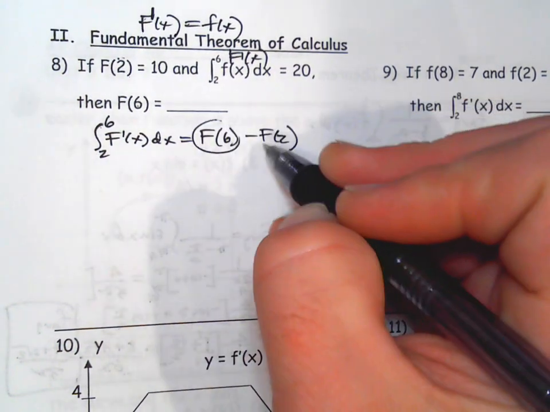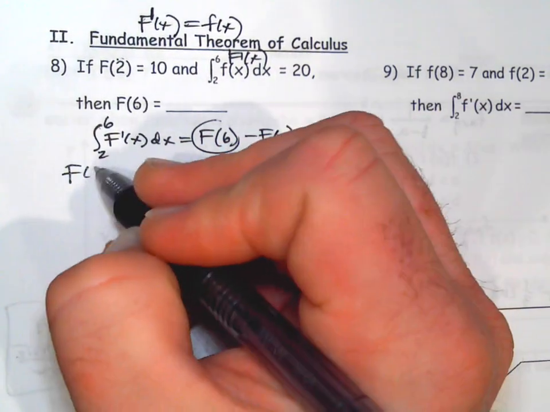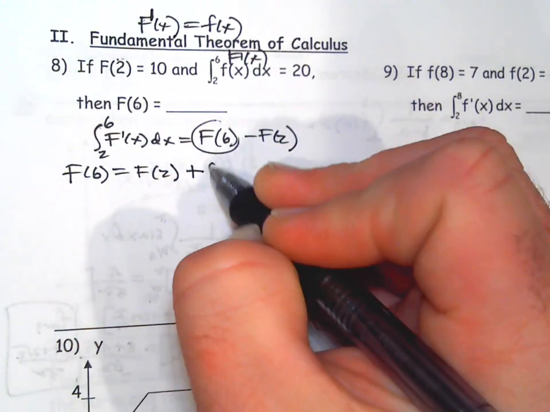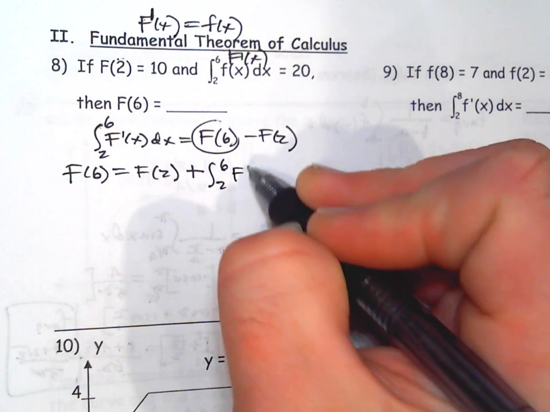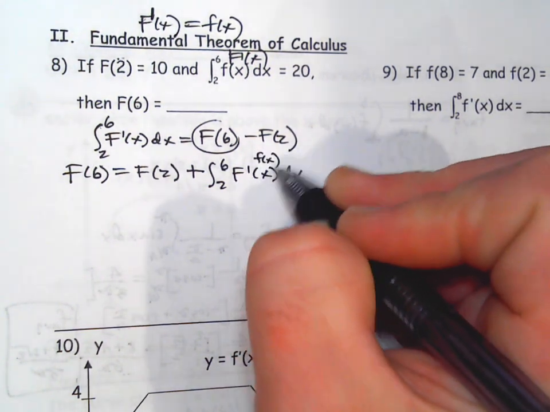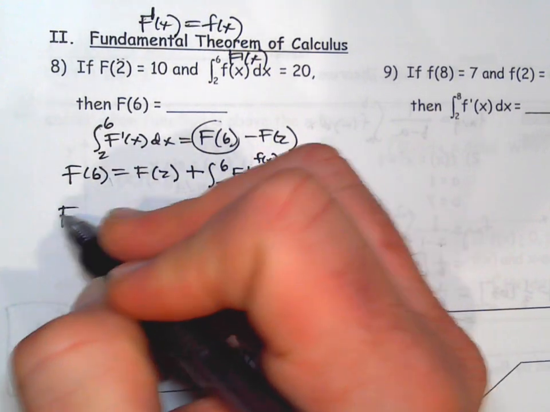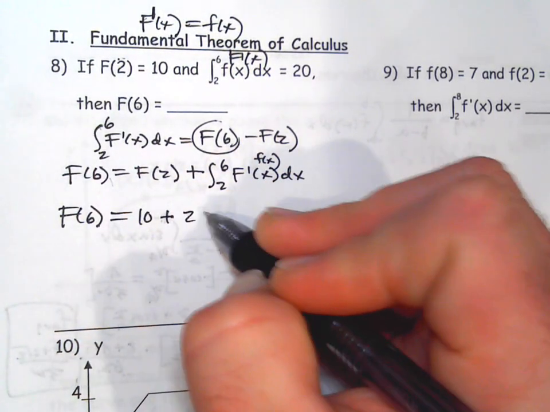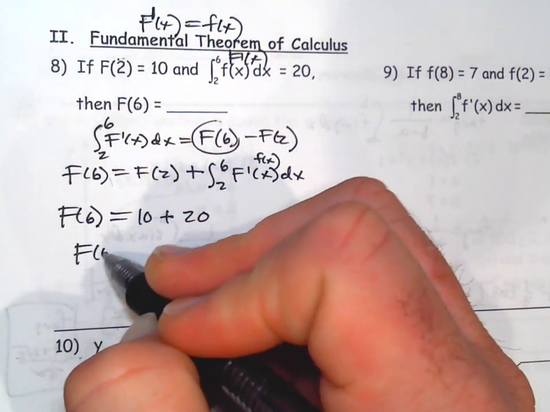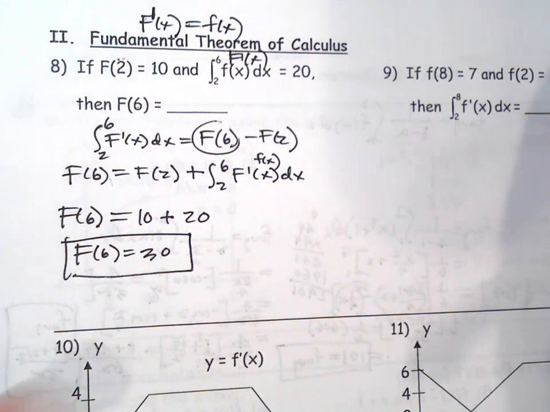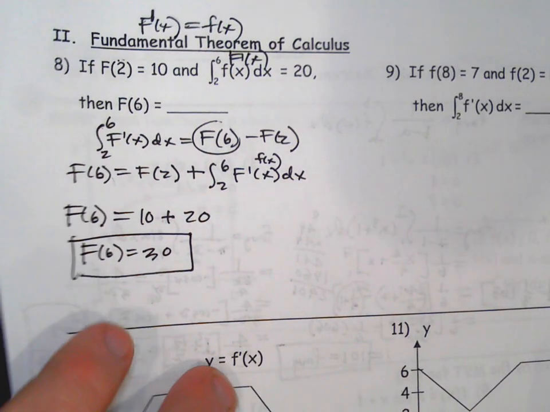And this is what we want, so we're just going to solve for f of 6, which means we're going to have f of 2 plus the integral of 2 to 6 of f prime of x dx, which is little f of x, by the way. And so we have these values. F of 2 is 10. The integral is 20. So f of 6 has got to be 30. This is fundamental theorem of calculus part 1.